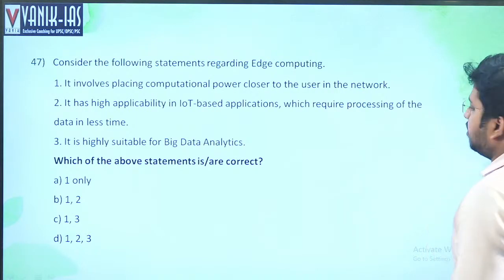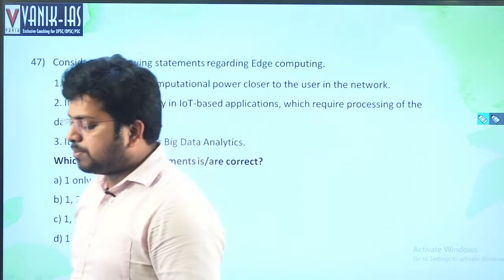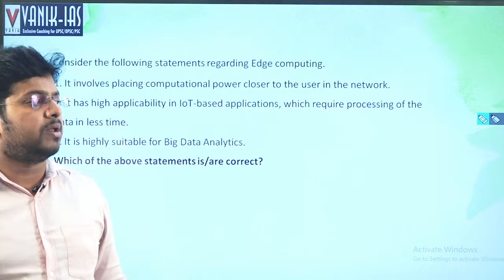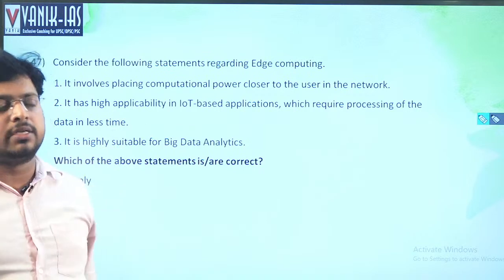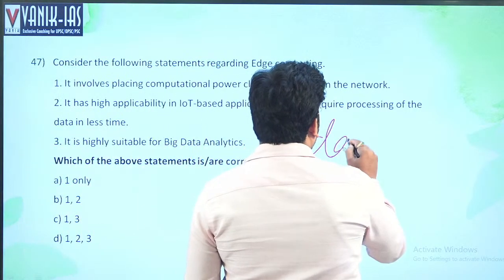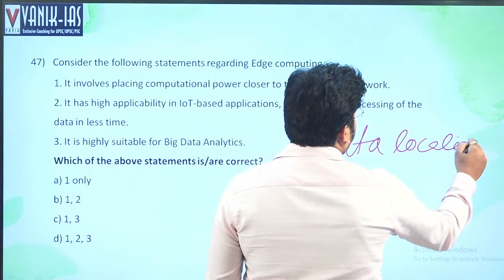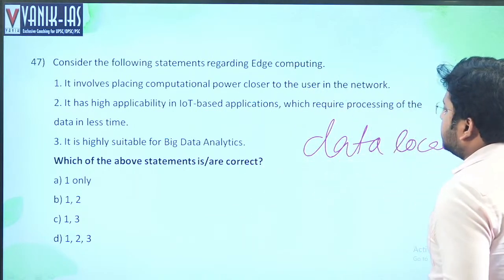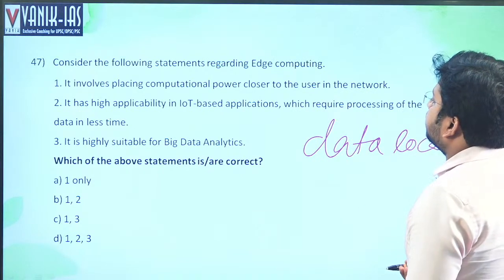What is edge computing? Edge computing means localized computing. At present, for example, our data is stored in the United States, in Singapore, and in European nations. So if we store our data locally, that is called data localization. Edge computing creates data localization. Data localization means data will be stored within India, not outside India, right?